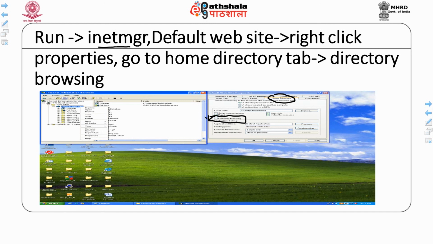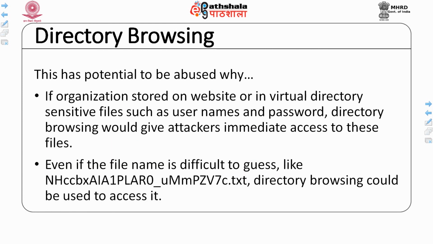You have to go to IIS manager, default website, right click, go to properties. If you go to properties, it would open this page. In that, go to home directory. In the home directory, you have to check whether directory browsing is enabled or not. If directory browsing is enabled, it would show all the files. So, the attacker may be able to see the usernames and passwords if directory browsing is enabled.